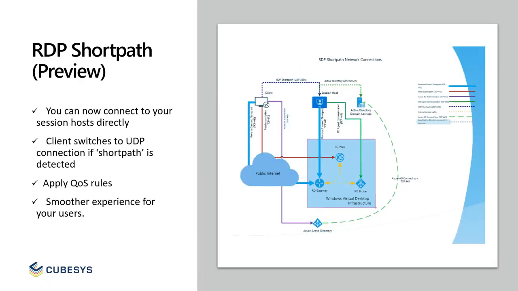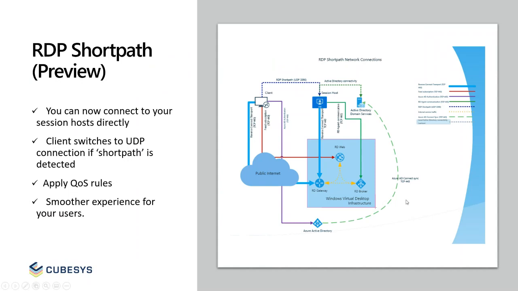I spoke about RDP short path earlier. So basically, here's a diagram of what RDP short path is. You can now connect directly to your session hosts. The client switches to a UDP connection. If the short path is detected, you can apply QoS rules and it's a smoother experience for your users.